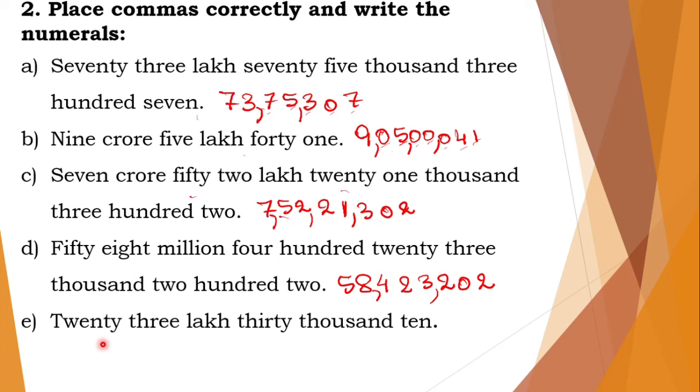So in the fifth question we have 23,30,010. Now again we have lakh here. So again we should put the commas and write the numeral according to Indian system, not according to international system. Now we have 23 first. Okay. Now we have lakh. So in lakh we have 5 zeros. So we will put 5 dashes.